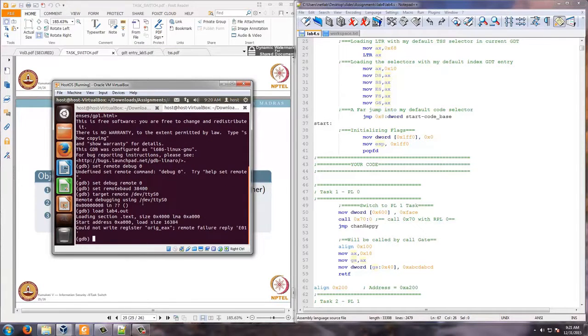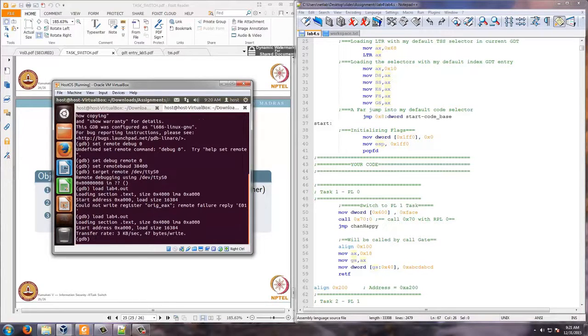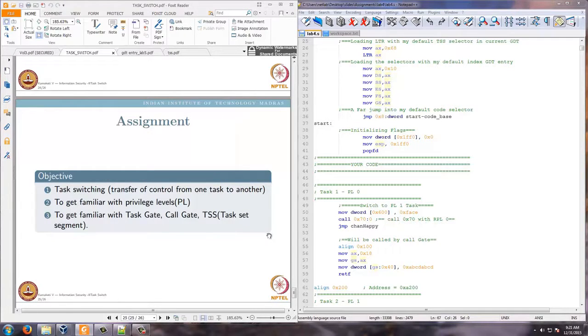Before we execute this lab4.out, let us go and see what this assignment is all about. This assignment teaches you, till now what we have done in lab 1, lab 2 and lab 3. We have not gone beyond privilege level 0. Now we will go to privilege levels more than 0. So what we are trying to do in this assignment is to understand how we can switch the privilege levels.